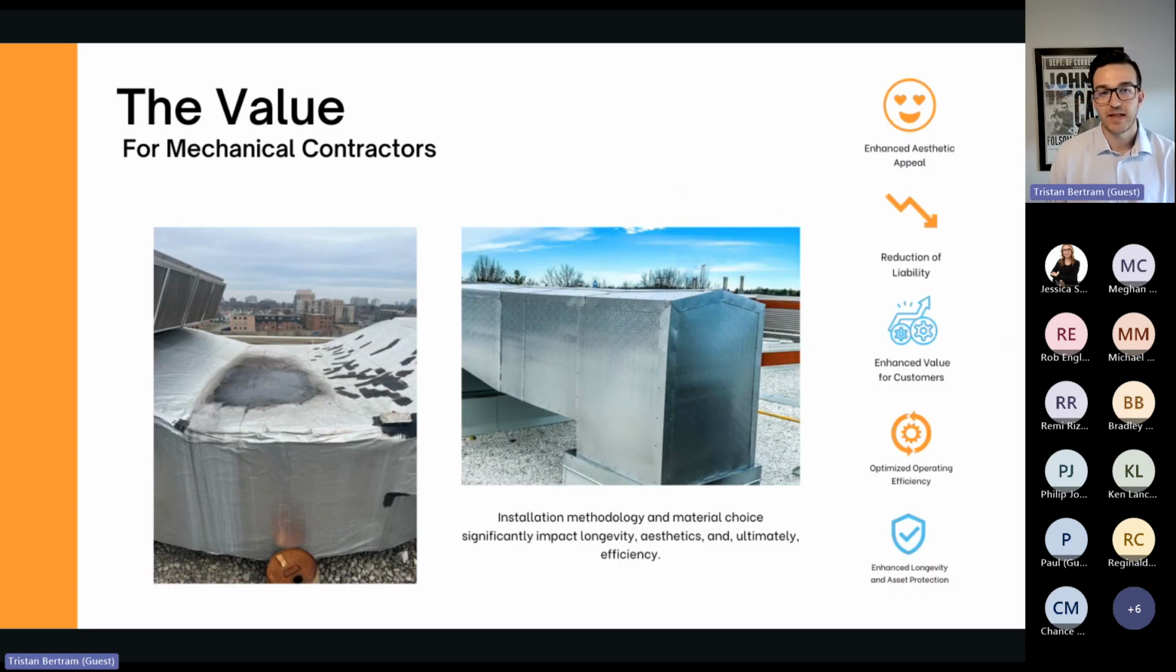So this example of flat versus slope duct systems illustrates how installation methodology and material choice can significantly impact longevity and asset protection. So all of these examples shared not only highlight enhanced aesthetic appeal and asset protection, but also highlight reduced liability, increased efficiency, and enhanced customer value.